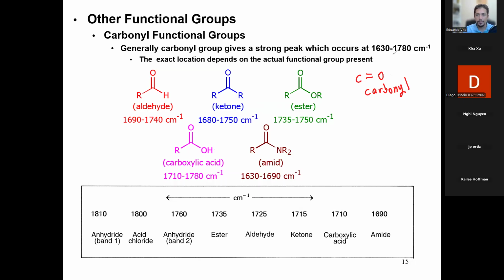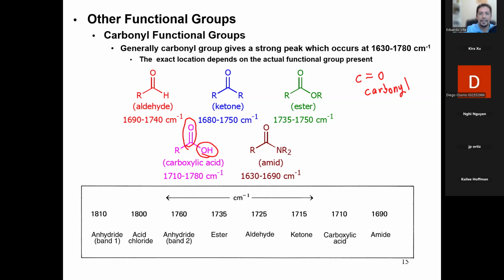Because if you tell me this is a carboxylic acid peak, well, which one? In a carboxylic acid, you have a carbon double bond and you have an OH. If you tell me this is a carboxylic acid peak, which one? That's not correct. You have to be specific. They both have different vibrations.